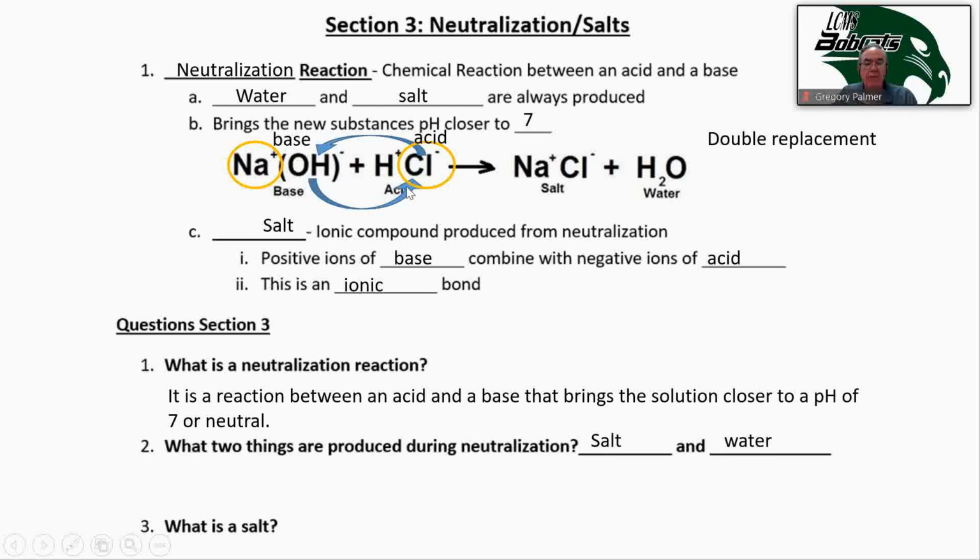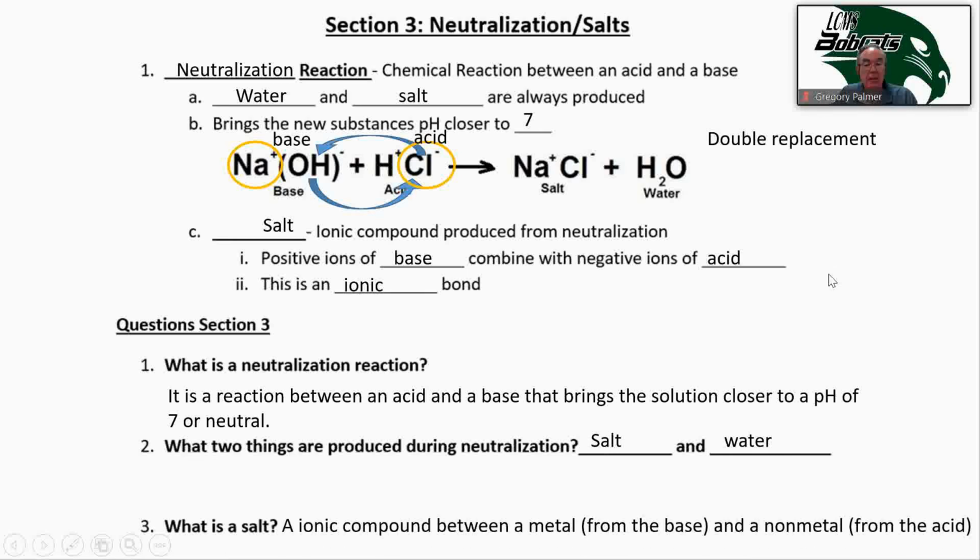So this is what happens if you have too much acid in your stomach. Okay? You have acid reflux or something, you have indigestion. You eat a base, like an antacid, and you just end up with a little salt and water in your tummy, and you feel better. Okay? And salt is an ionic compound between a metal from the base and a non-metal from the acid.